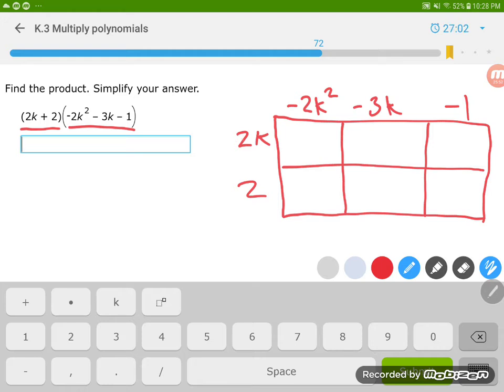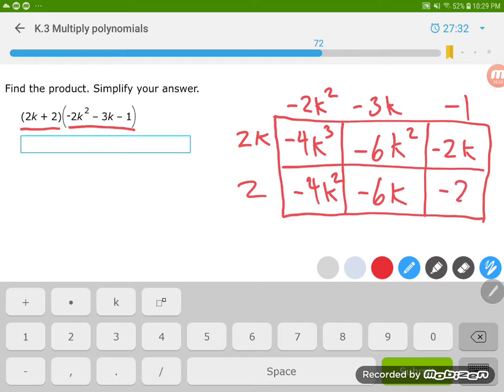So I have 2k times negative 2k squared, which will be negative 4k cubed. 2k times negative 3k will be negative 6k squared. 2k times negative 1 will be negative 2k. Negative 2k squared times 2 will be negative 4k squared. And then 2 times negative 3k will be negative 6k. And 2 times negative 1 will be negative 2. Alright, so that is all the math done right there, but we do need to see if we can simplify and combine any like terms.